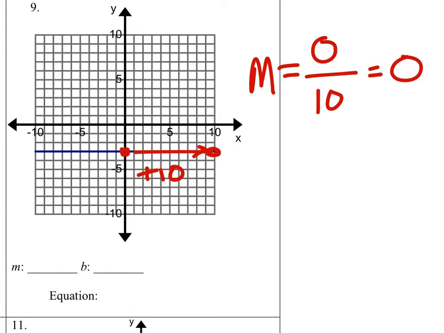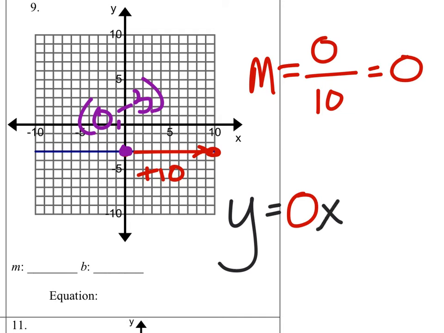Let me ask you this: where does the line cross the y-axis? Yeah, that's at 0, -3. So the equation is y equals 0x minus 3. Now here's the thing, and that's a good question: if we wanted to rewrite this using that identity property, we can just write y equals -3. I accept both of these.